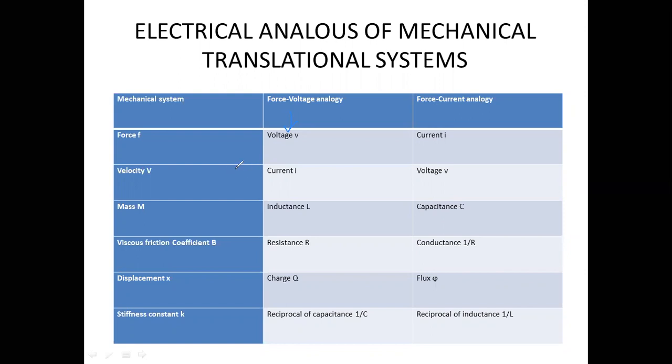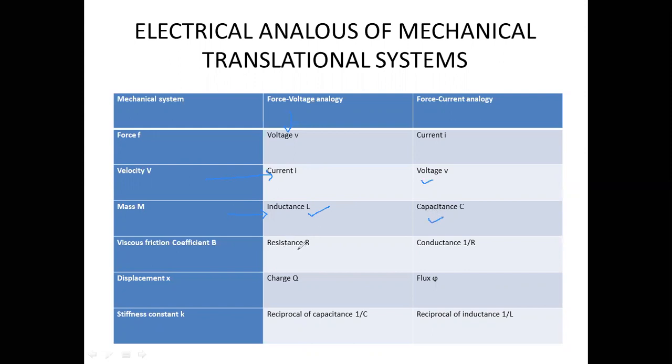In the mechanical translational system, velocity corresponds, in the force voltage analogy, to current I, and in the force current analogy, to voltage. Similarly, for the mass element, you need to replace it with the inductance L, and in the case of force current analogy, it should be replaced with the capacitance C.